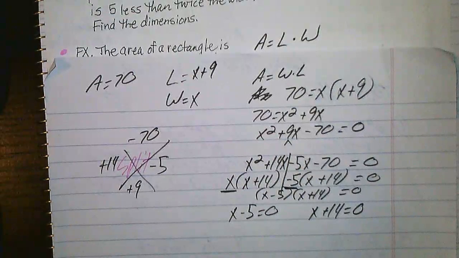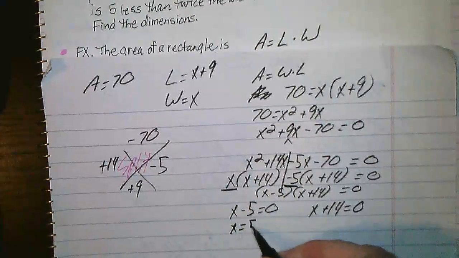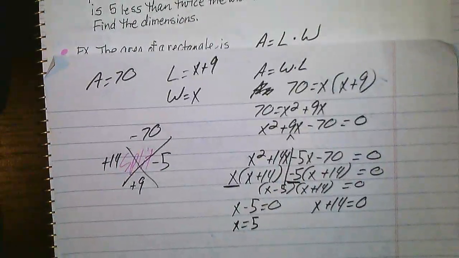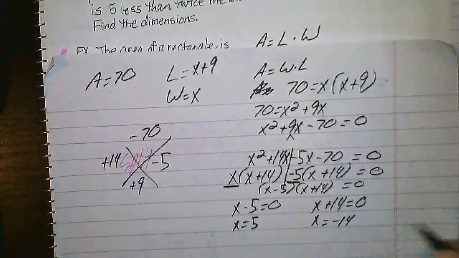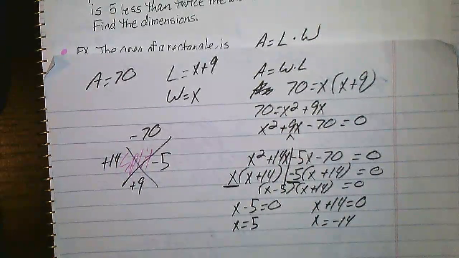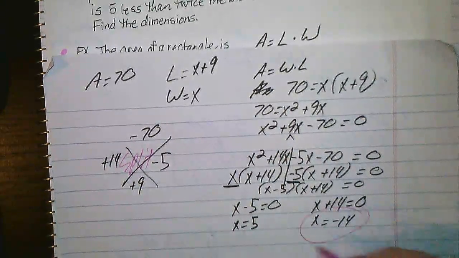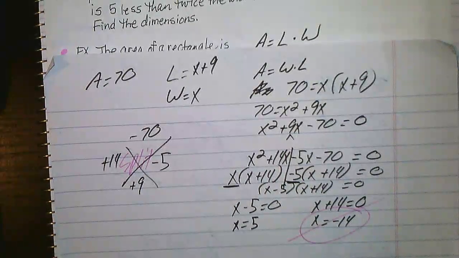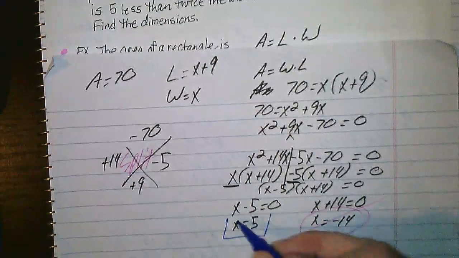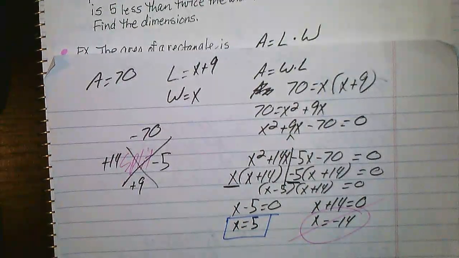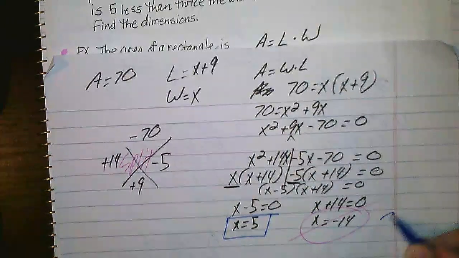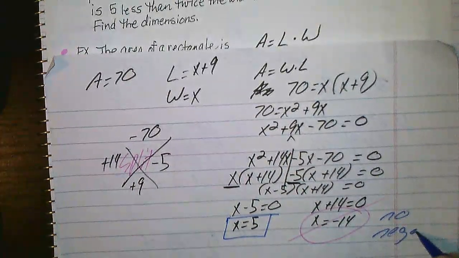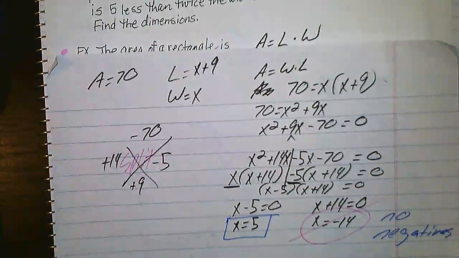Now we're going to get two answers here, and we're going to throw one of them out. If I add 5 to both sides, I get x equals 5. Here, if I get x by itself, we get x equals negative 14. And we cannot build a rectangle with negative 14 inches on one side. And so this is our answer for x. Again, throw out the negative answer. No negatives in our word problems.